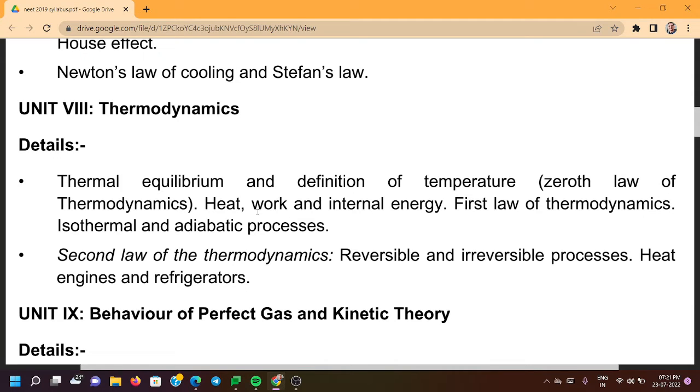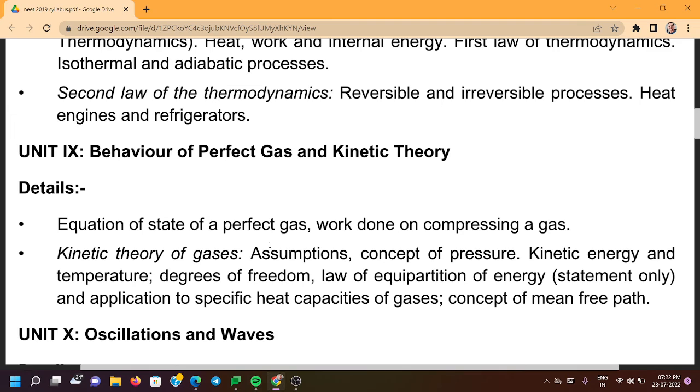Thermal equilibrium and definition of temperature. Zeroth law of thermodynamics. Heat, work, and internal energy. First law of thermodynamics. Isothermal and adiabatic processes. Second law of thermodynamics. Reversible and irreversible processes. Heat engines and refrigerators. Unit 9 Physics.